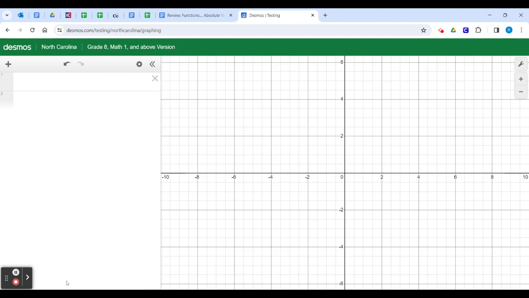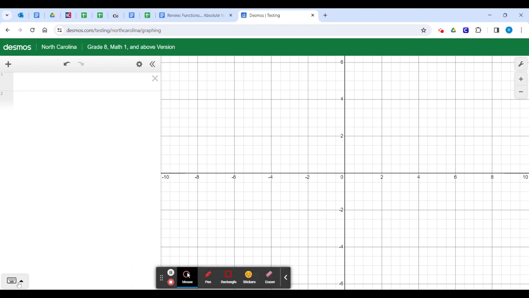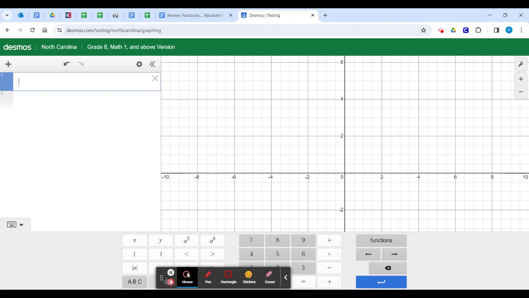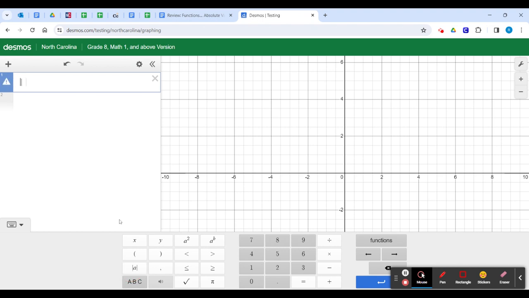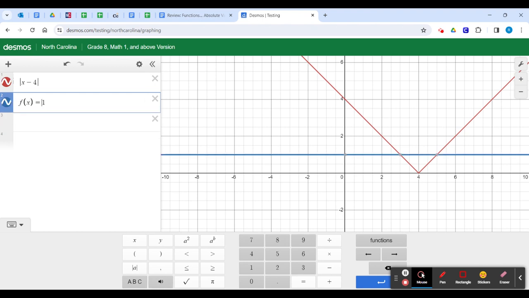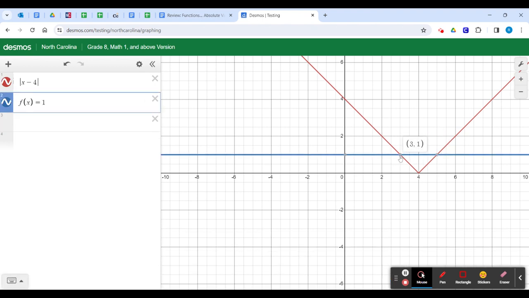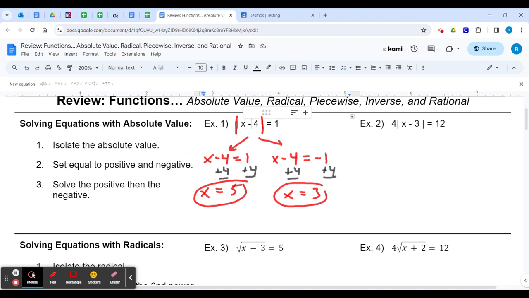If you need that, what you want to do is go into Desmos, click your keyboard, and hit the absolute value sign, x minus 4, and that is equal to 1 as a new function. Notice how we're going to have to set it as f of x equals 1 for that portion. And we have two intersections here. One of them's at 3, one of them's at 5. If I check my work here, one of our answers was 3, one of our answers was 5, so we're good to go.